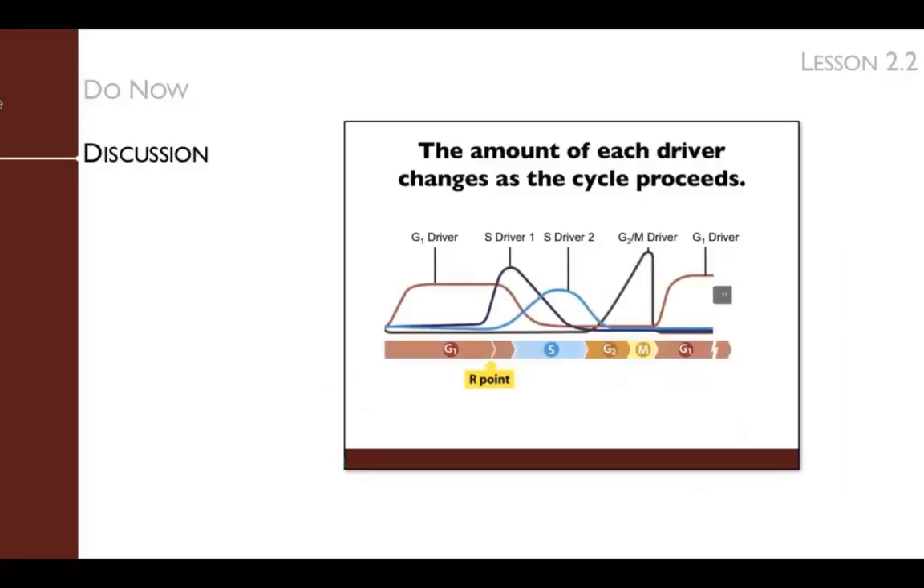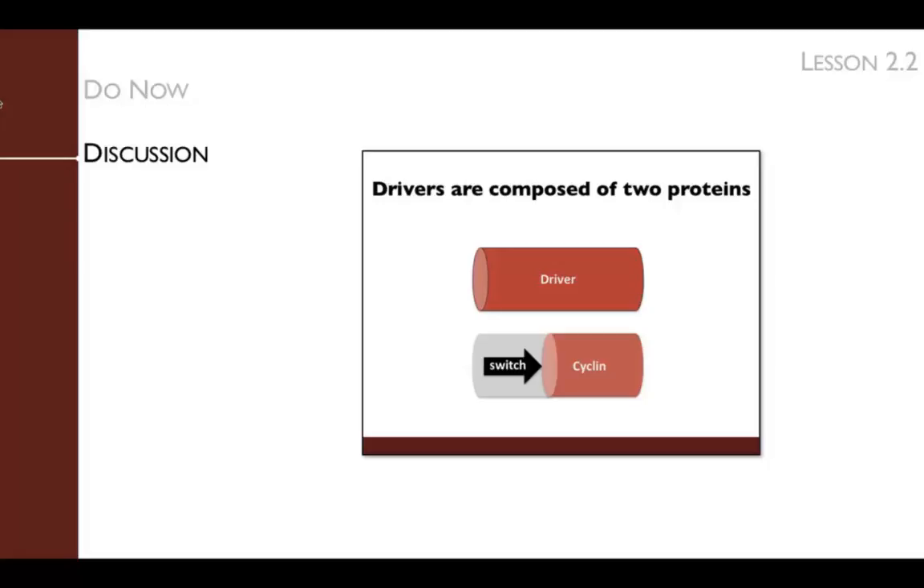We can draw a graph that illustrates how the actual amount of each driver protein fluctuates over the course of the cell cycle. Notice how the amount of each driver on the vertical axis increases to a maximum during the phase it controls and then decreases. But what exactly are these drivers? Each driver protein is in two parts. The first part is a switch, the second is called a cyclin. The cyclins need to be switched on in order to move the cell to the next phase of the cycle.